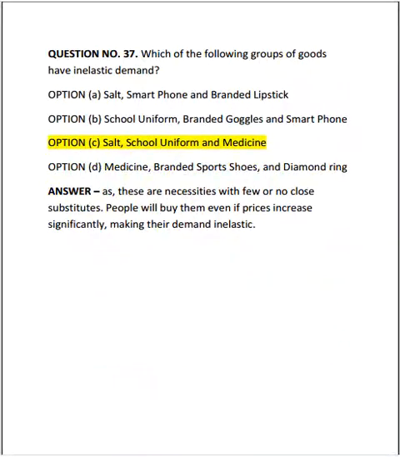Question No. 37. Which of the following groups of goods have inelastic demand? Option A, salt, smartphone and branded lipstick. Option B, school uniform, branded goggles and smartphone. Option C, salt, school uniform and medicine. Option D, medicine, branded sports shoes, and diamond ring. Answer: C, as these are necessities with few or no close substitutes. People will buy them even if prices increase significantly, making their demand inelastic.